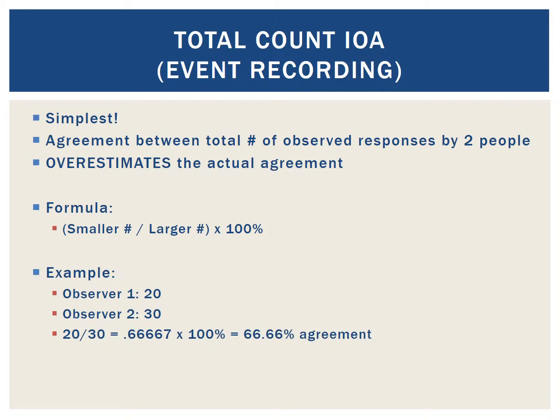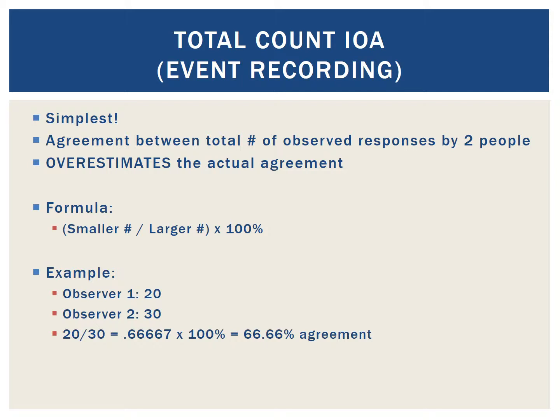Because what's happening here is you have a period of observation, let's say 30 minutes, or one class period, 50 minutes, and two observers are recording the frequency of a behavior. One person says it happens 8 times during that hour, the other person says it happens 10 times. Of course, 8 divided by 10 times 100 is going to be 80% agreement. In reality, though, the two people could agree on much less than 80% of the recordings.